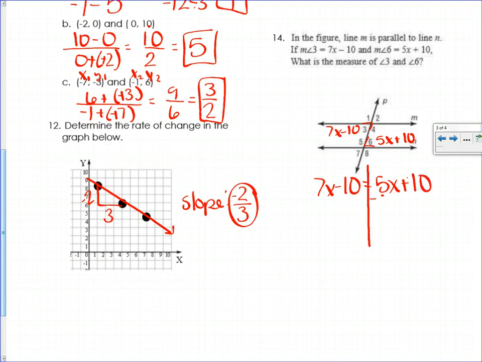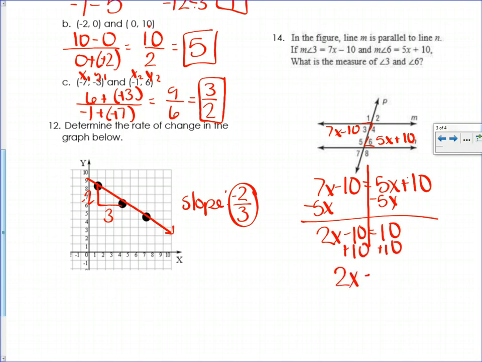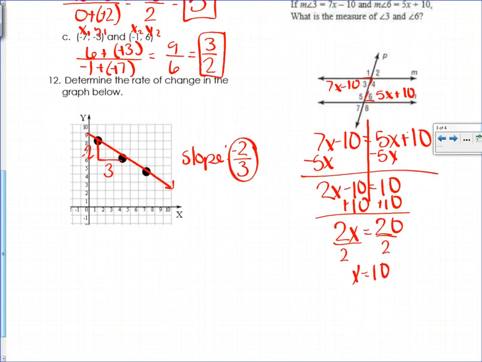Solve for x. Minus 5x. 2x minus 10 equals 10. Add 10. 2x equals 20. And divide by 2. X is 10. Now we're not done because it says what is the measure of angle 3 and angle 6.